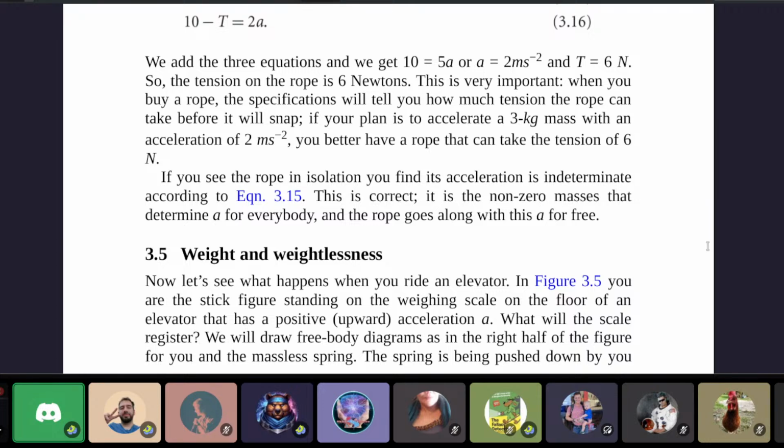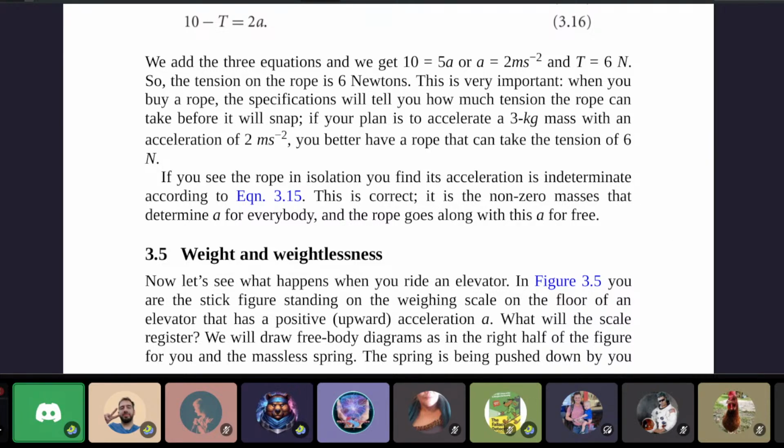This is very important. When you buy a rope, the specifications will tell you how much tension the rope can take before it will snap. Your plan is to accelerate a 3 kilogram mass with an acceleration of 2 meters per second squared. You better have a rope that can take the tension of 6 newtons.